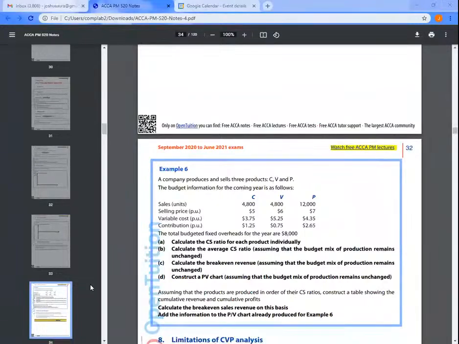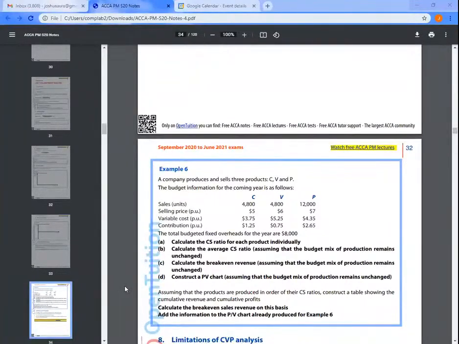What are they able to get here? So, ladies and gentlemen, calculate the CS ratio for each of the products.